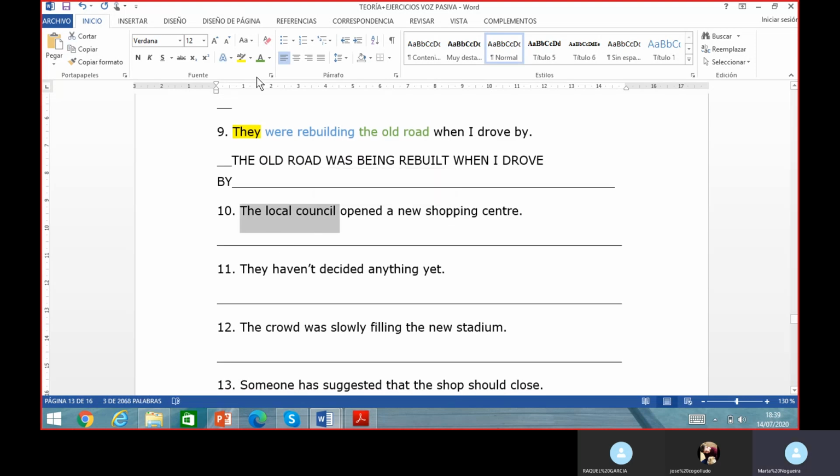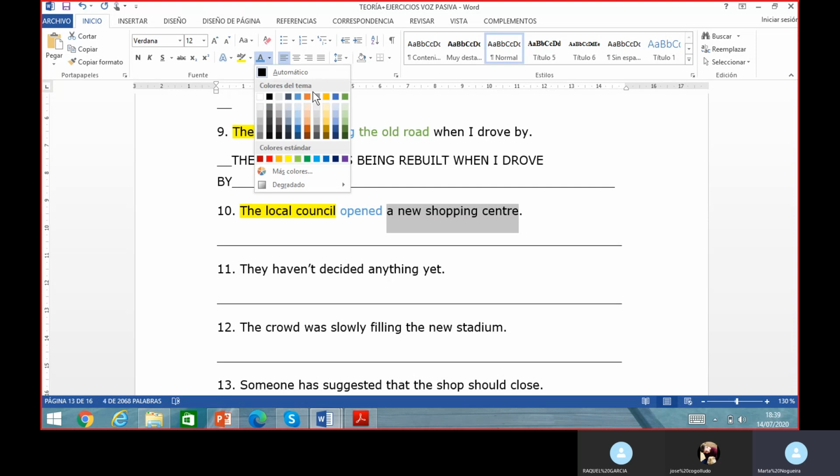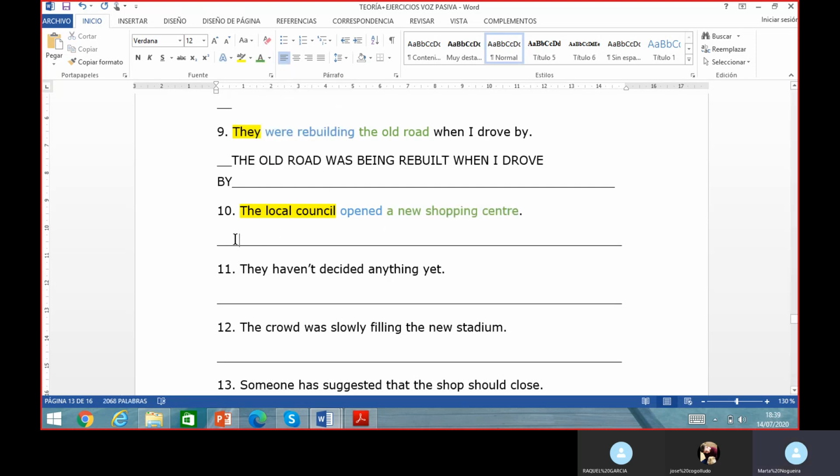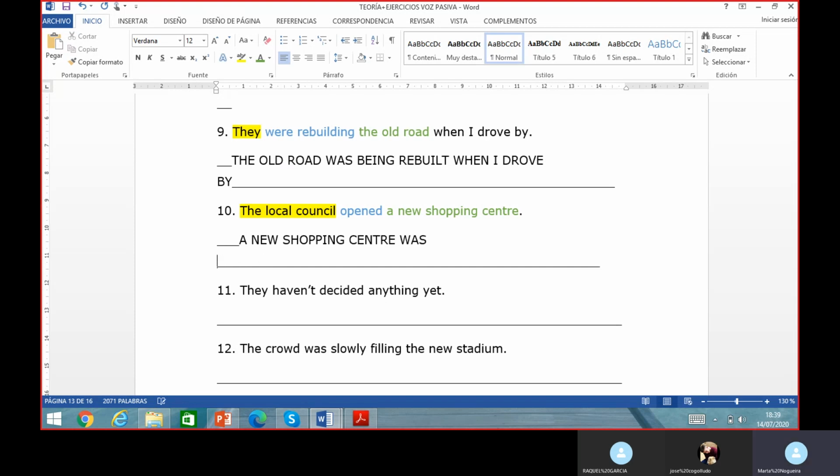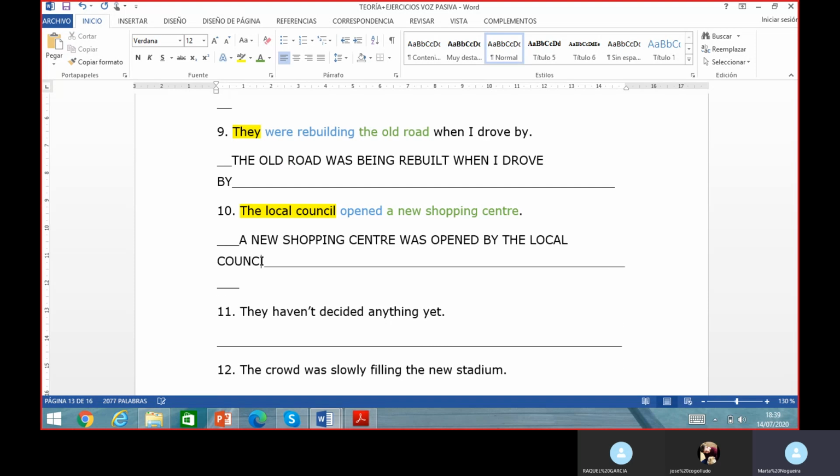In this case, it is important, for example, because we have the local council opened a new shopping center. So a new shopping center was opened by the local council. In this case, yes. Why? Because this is the local council and not the National Congress.